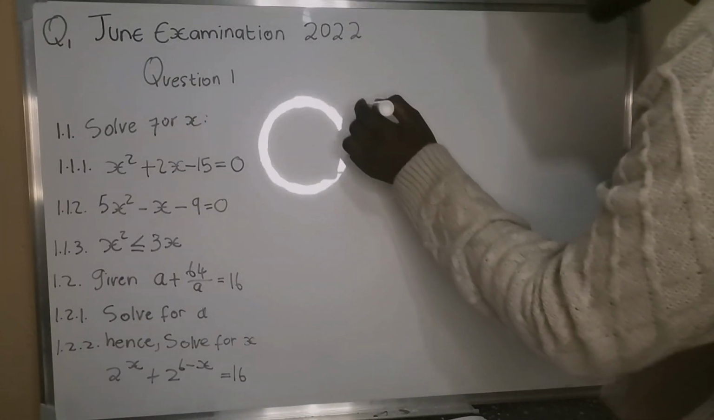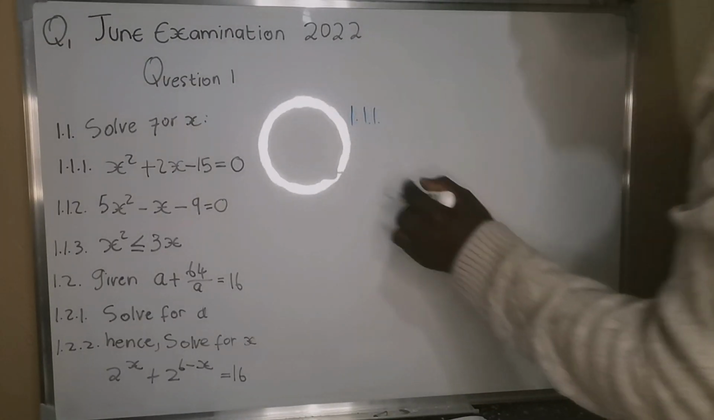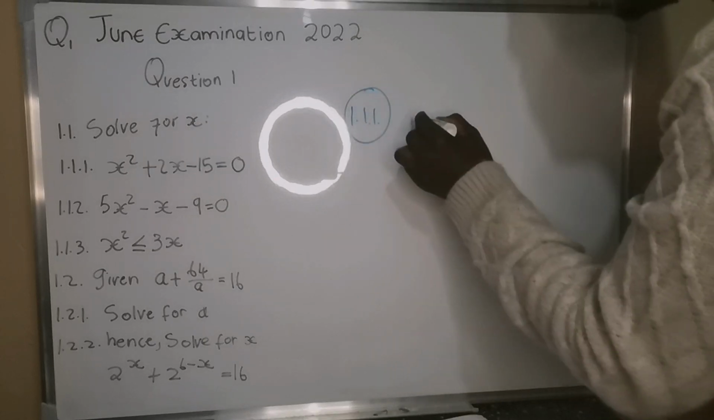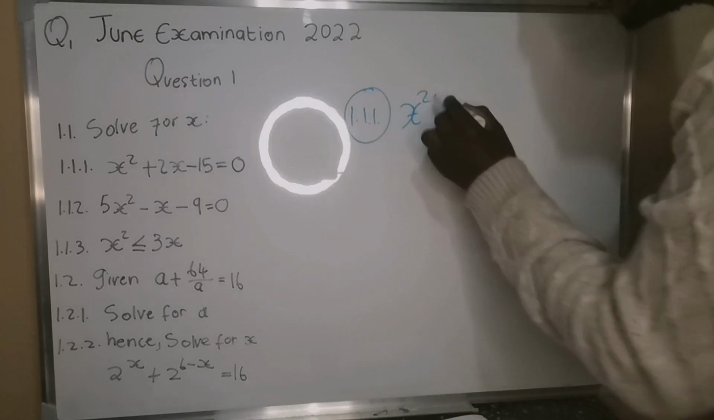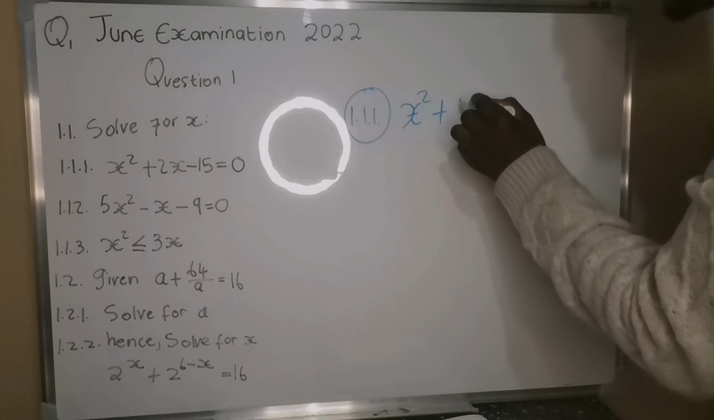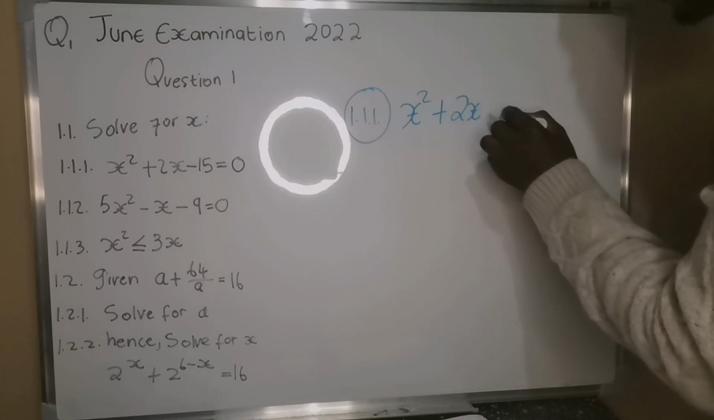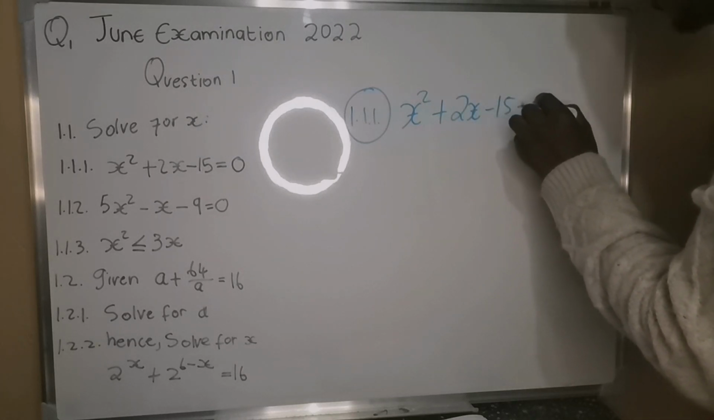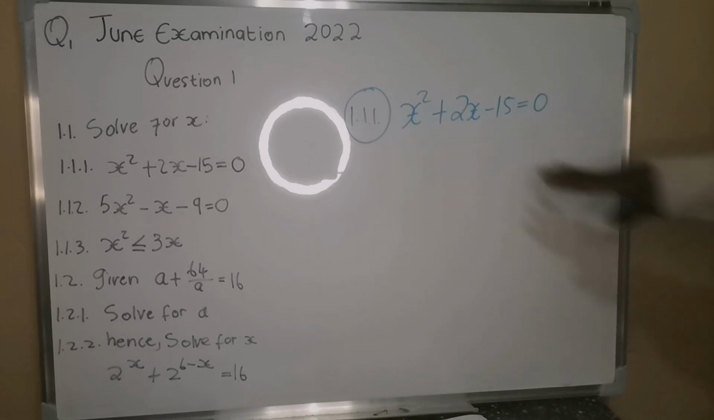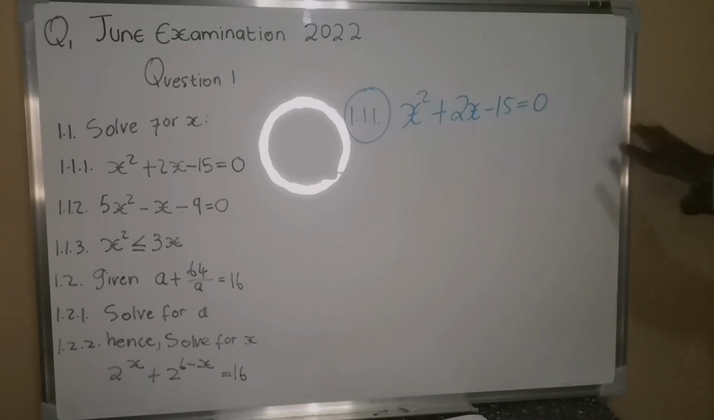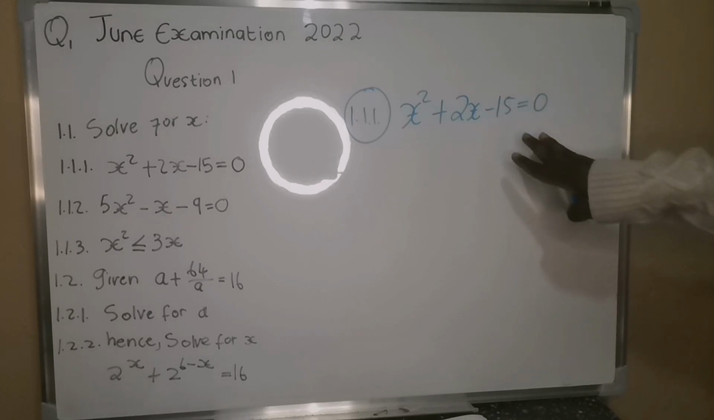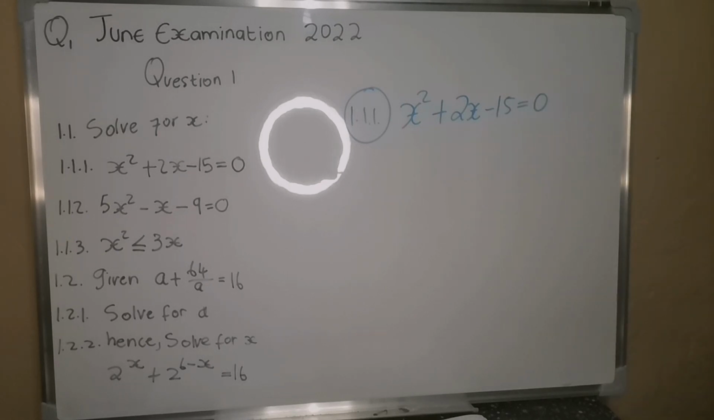So 1.1.1, we have x squared plus 2x minus 15 equal to 0. They say solve for x. For this one, there are two ways to simplify this problem. You can use the quadratic equation.